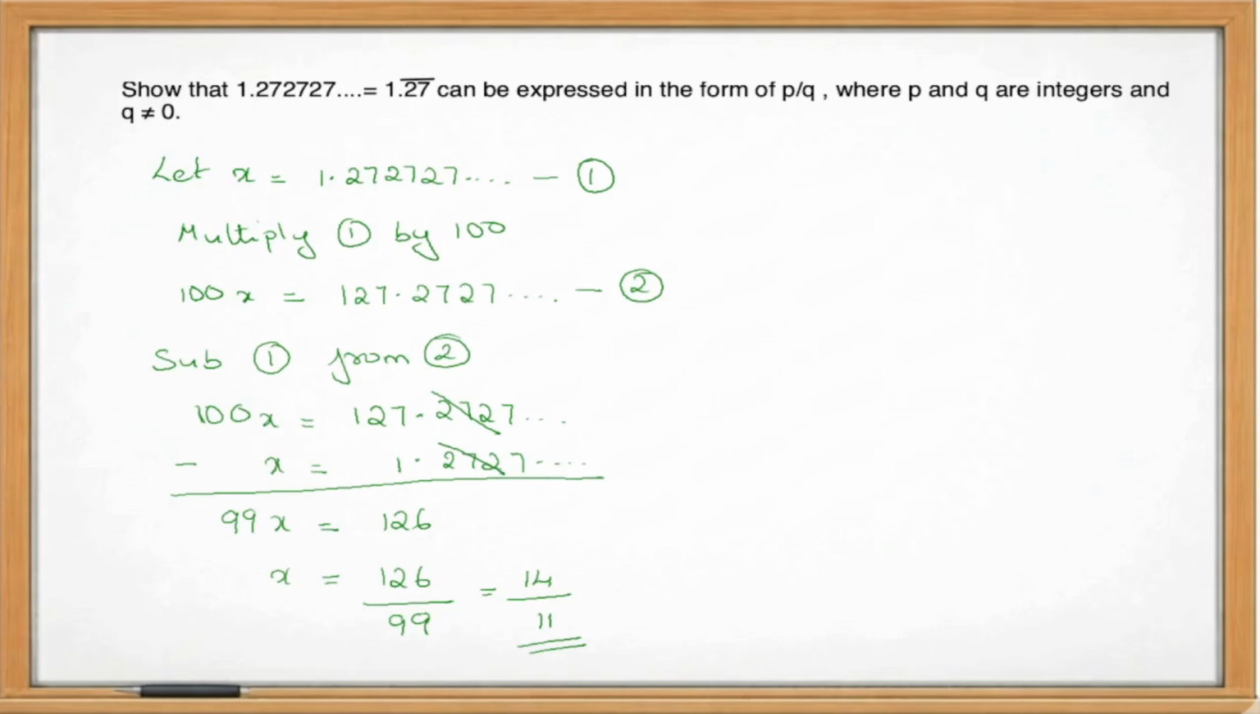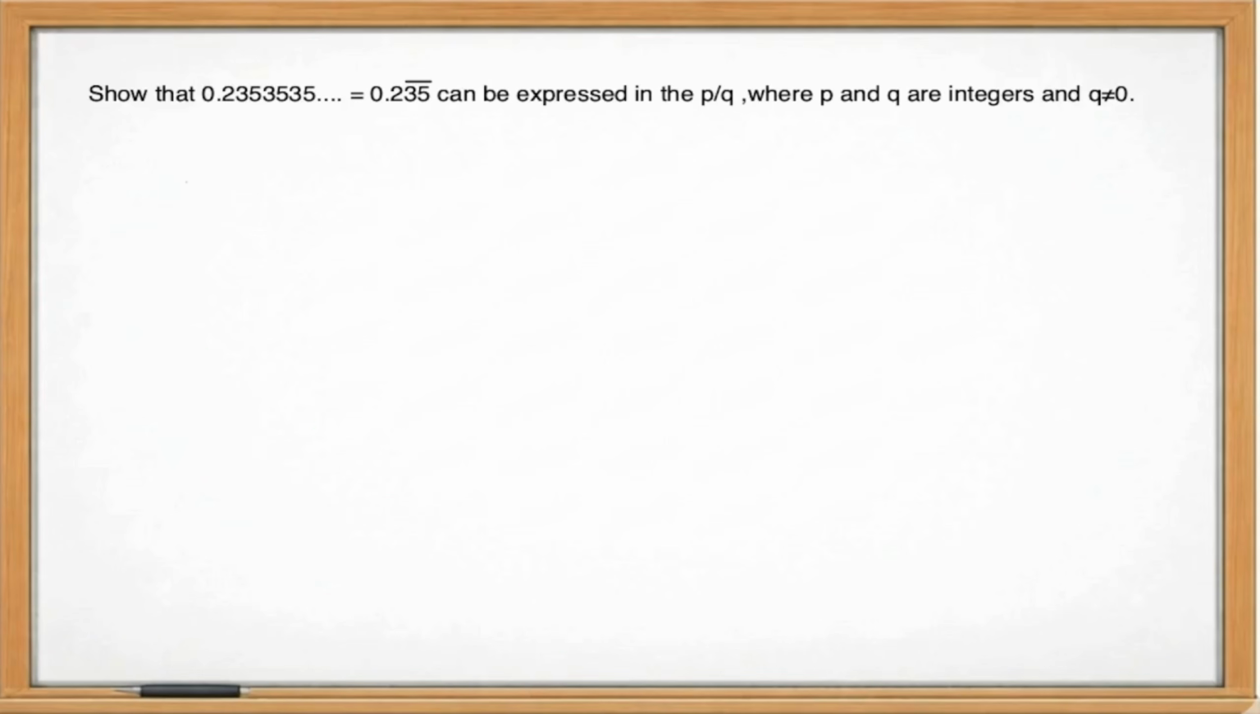I hope you understood this part. Okay, next, let's go to the next page. Now look at this question. Here you can see, show that 0.2353535... equal to 0.235 bar. Over here, the 3 5 is repeating, so there is a bar on top of 3 5, can be expressed in the form p by q, where p and q are integers and q not equal to 0. Okay, this is a question.